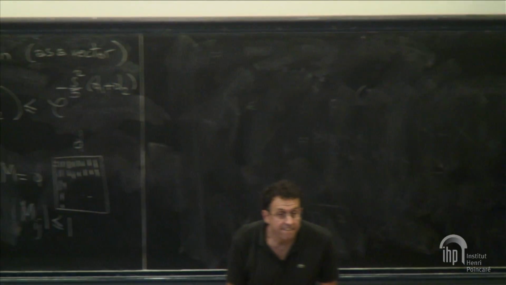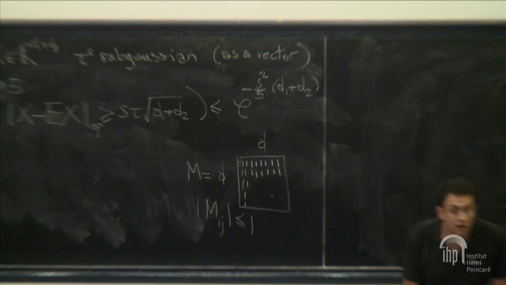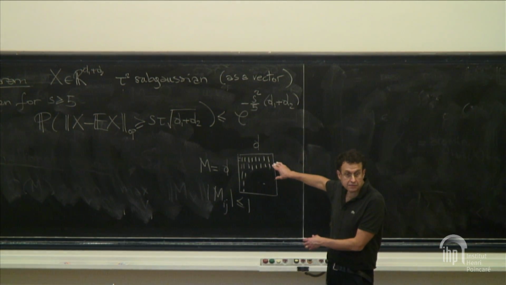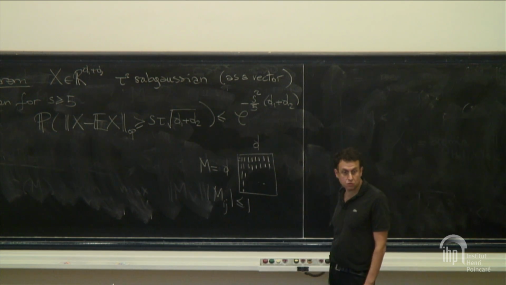Sorry? The matrix with only ones is also in the set of the matrices? Right. I said if you put IID plus minus 1s, so you put a random plus minus 1.